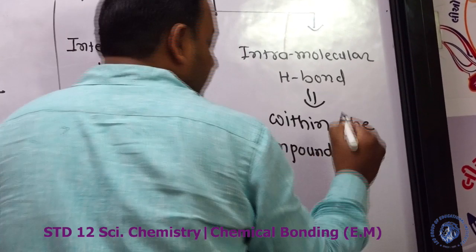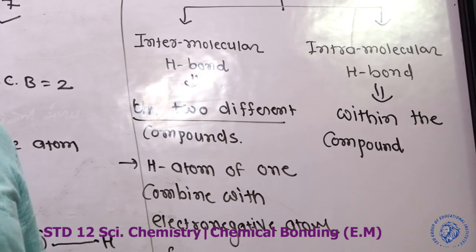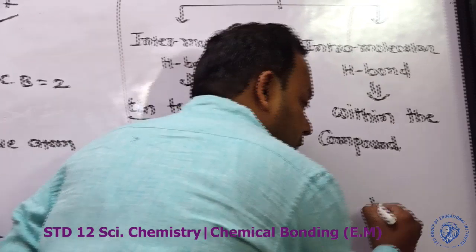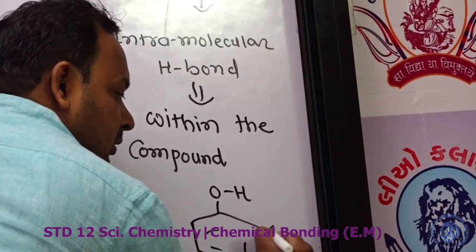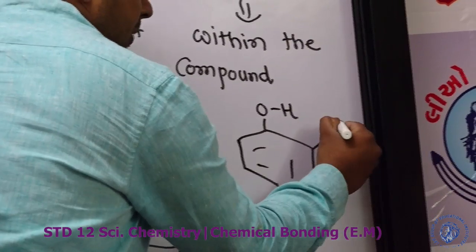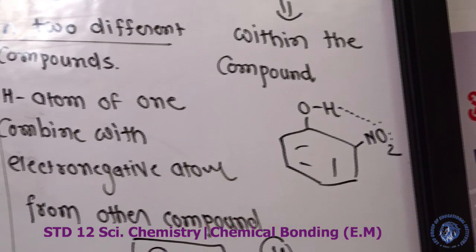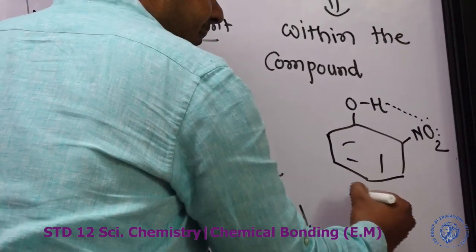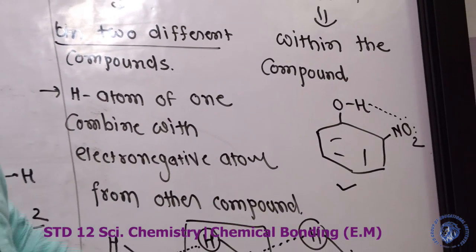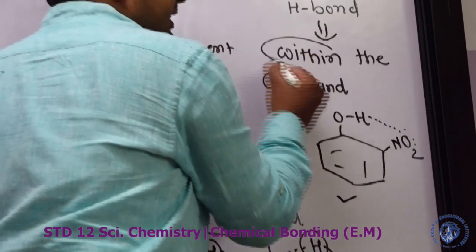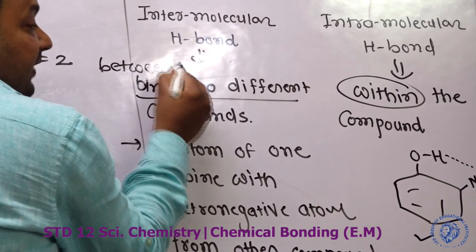If hydrogen bond is formed by the same atom of the same group of elements, then it is called intramolecular hydrogen bond. For example, orthonitrophenol. In orthonitrophenol, there is a lone pair of electrons present on oxygen, and hydrogen and oxygen make a bond with each other. Both OH and NO2 are members of this center atom benzene, and even though they make a bond with each other, such bond is called intra. Intra means within the compound, and inter means between the compounds.